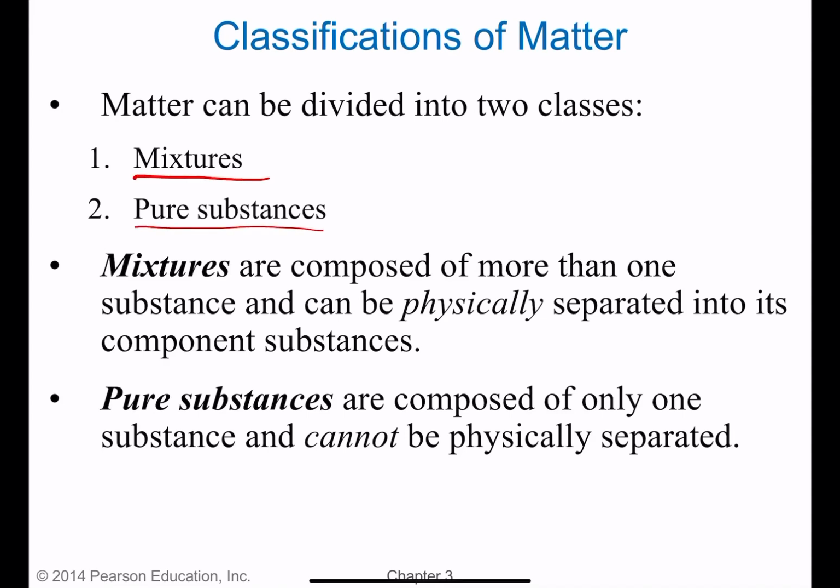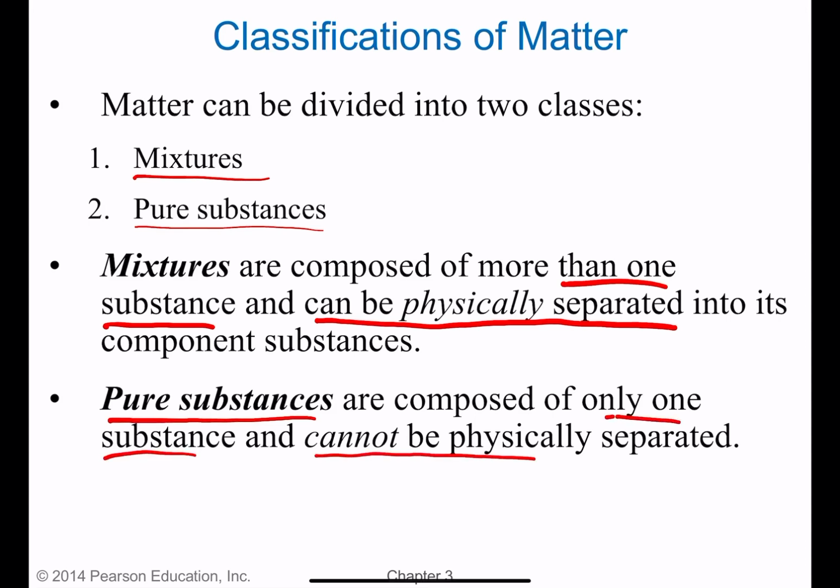So mixtures are composed of more than one substance, and they can be physically separated into their component substances. So mixtures, we can separate them out. Whatever was composing that mixture, we should be able to separate it out physically. Pure substances are composed of only one substance and they cannot be physically separated. So how would we separate a pure substance into smaller components? We'd have to do it chemically.